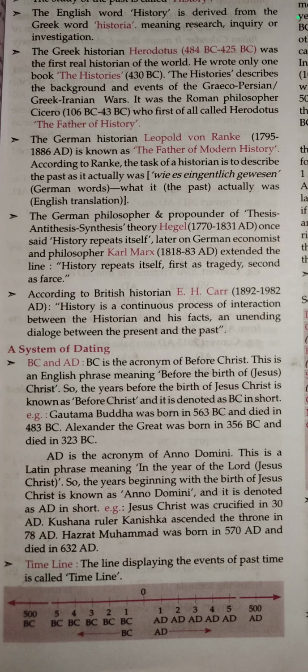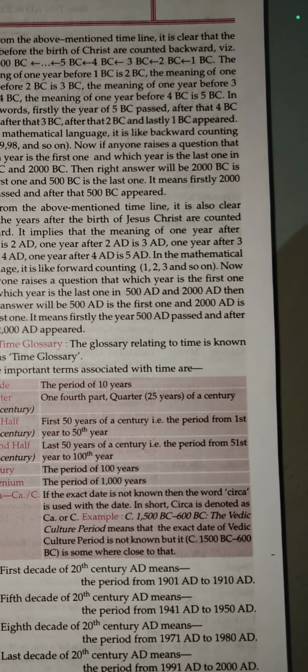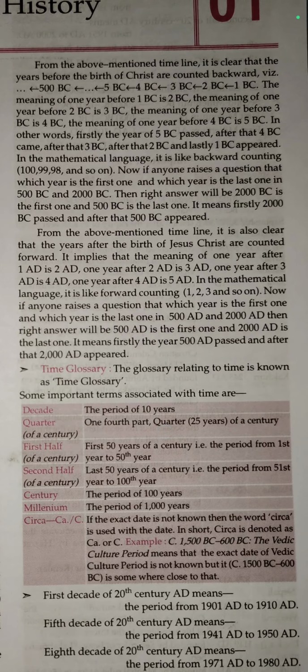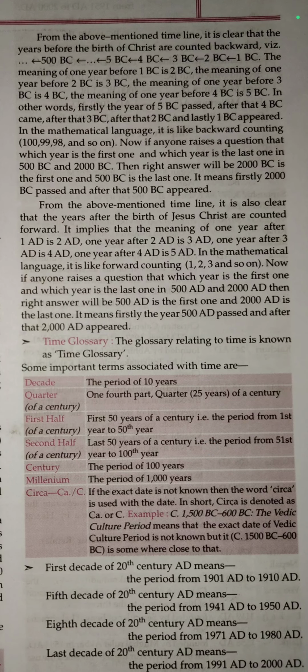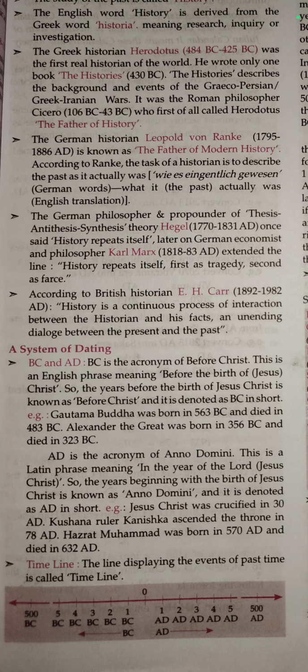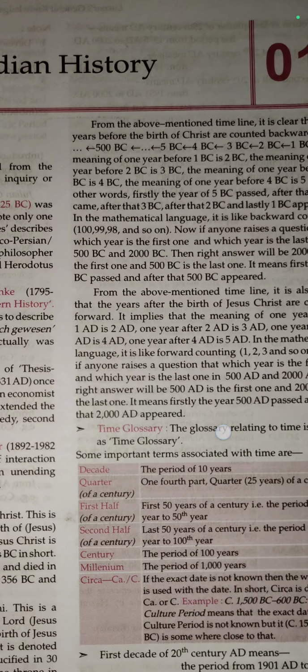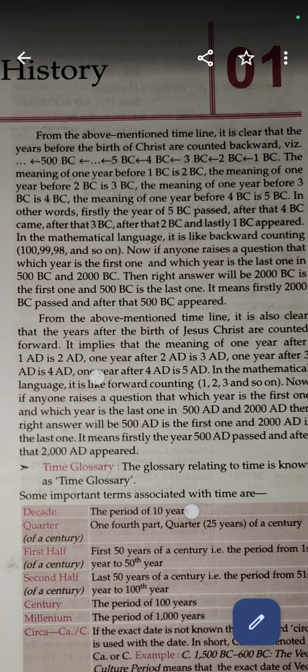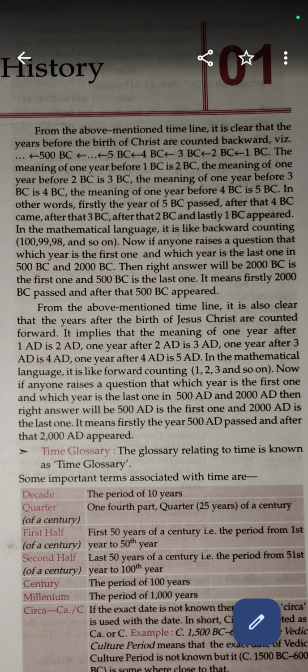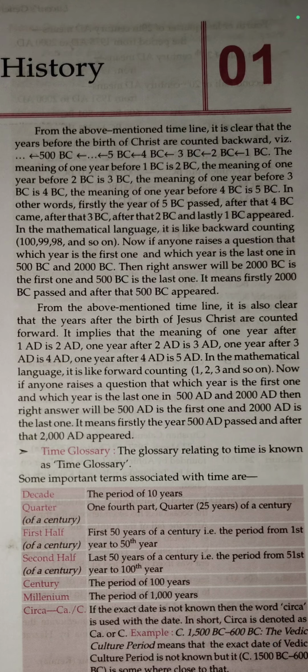What is a timeline? The line displaying the events of past time is called a timeline. From the above mentioned timeline, it is clear that years before the birth of Christ are counted backwards. You can see in this timeline, in the center it is 0, and it goes in reverse on the left side and forward on the right side. Example: 500 BC, then comes 5 BC, then 4 BC, then 3 BC, then 2 BC, then 1 BC.